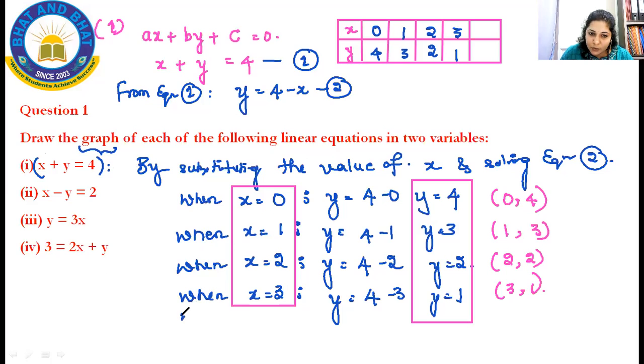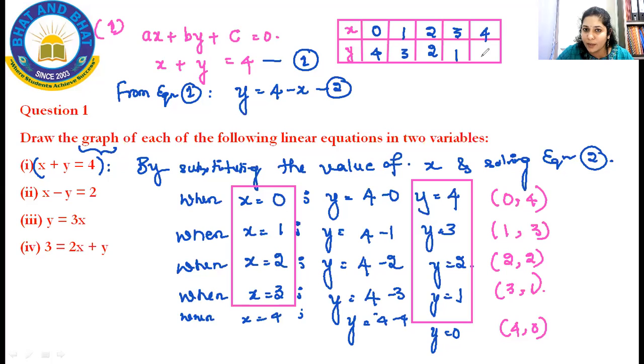Now, let me consider one more value. So what is the value when x is 4? What is your y value? So it will be 4 minus 4, correct? So you get y value is 0. So what is another coordinate? Another coordinate I get is 4 comma 0. Correct or not? So when your x is 4, let me write it in the same color. Okay. So when your x is 4, what is your y? Y is 0.